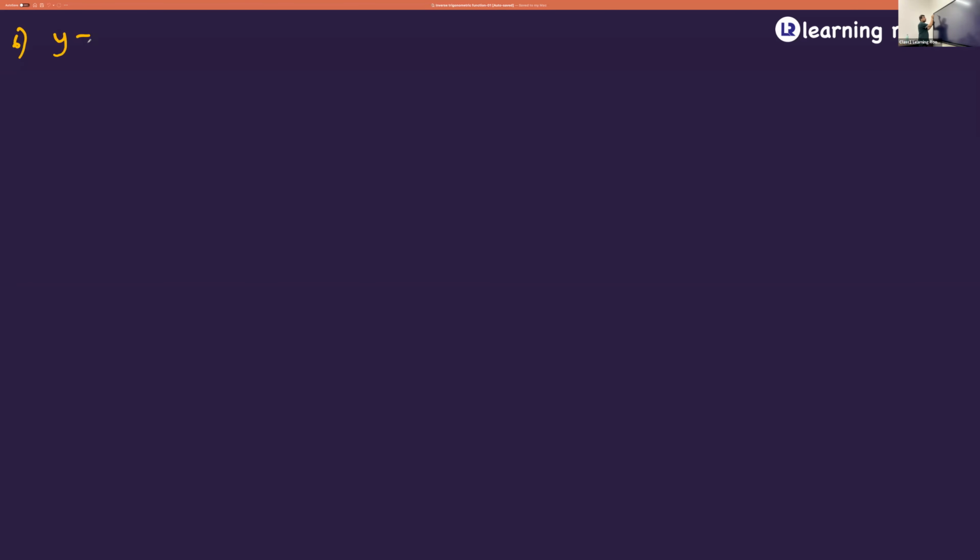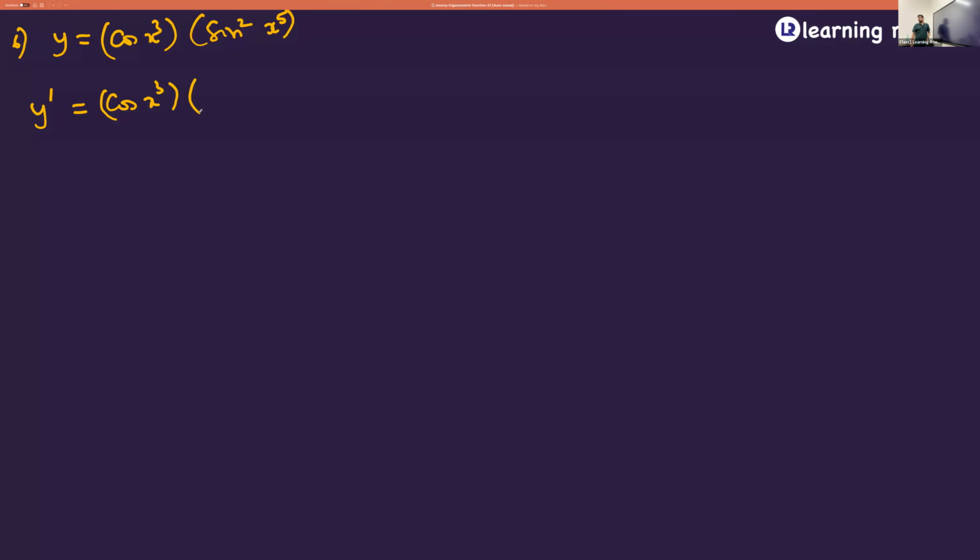Y is equal to cos x cube into sin square x power 5. Okay. So how to do this? Product rule, right? So take this function, I'll write it as it is, cos x cube, into the derivative of sin square x power 5.